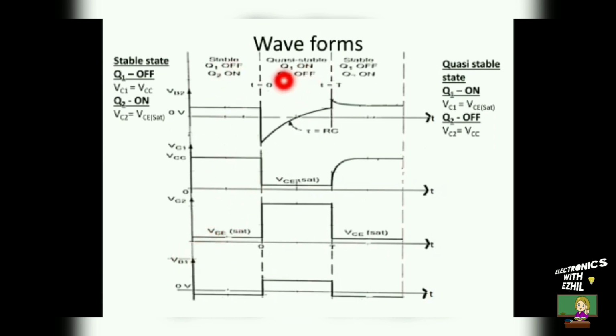During the quasi-stable state, the transistor 1 is at on state. When the transistor 1 is at on state, the base voltage is equal to VBE1 saturation, which is shown here. And during the stable state, the transistor 1 is at off state. So the voltage of this slot is equal to the voltage of the first slot.